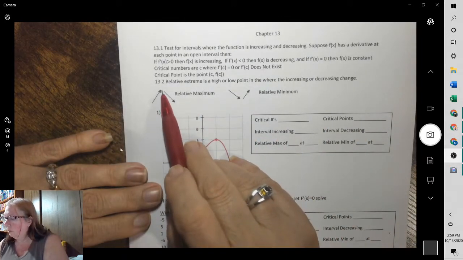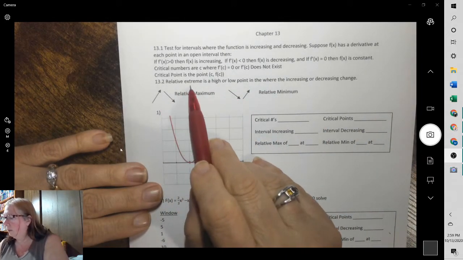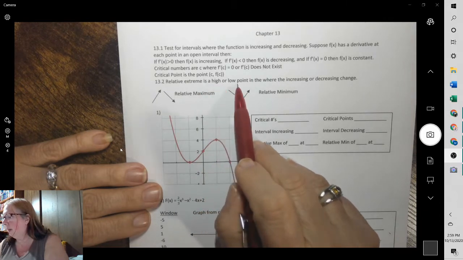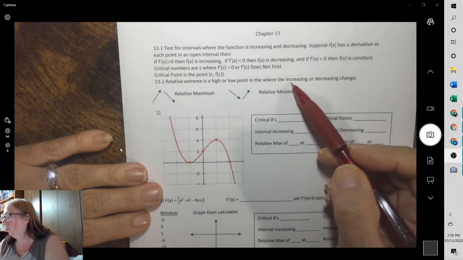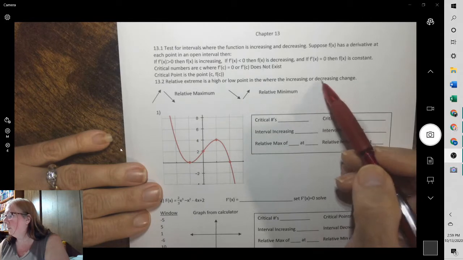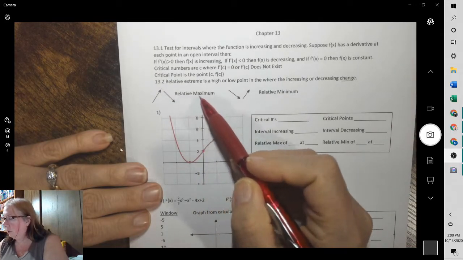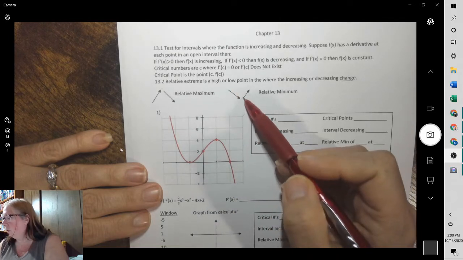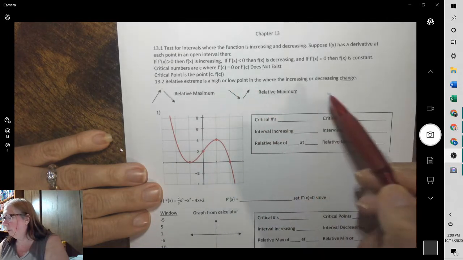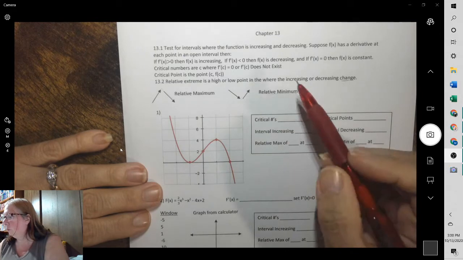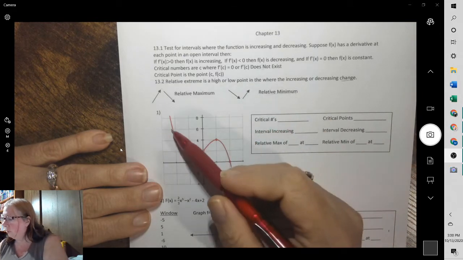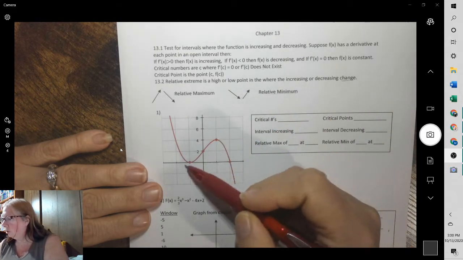13.2 takes those points that you're finding and makes them relative extremes. Those are the high and low points where the function changes between increasing and decreasing. If it's increasing and then decreasing, you have a max. If it's decreasing and then increasing, you have a min. So the critical numbers are where the increasing and decreasing change.